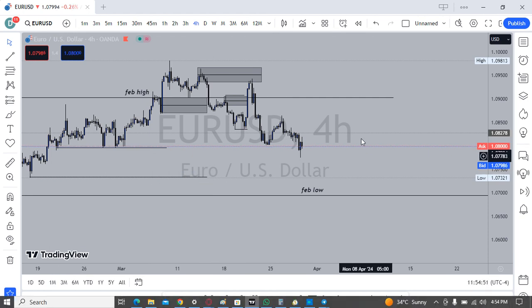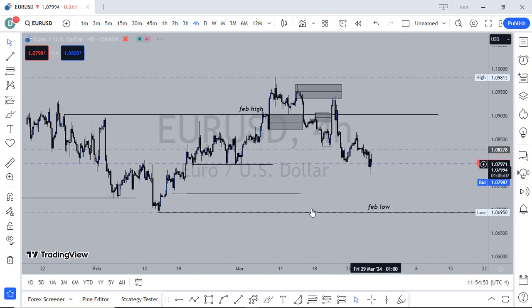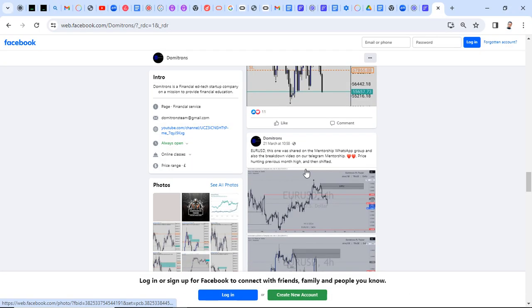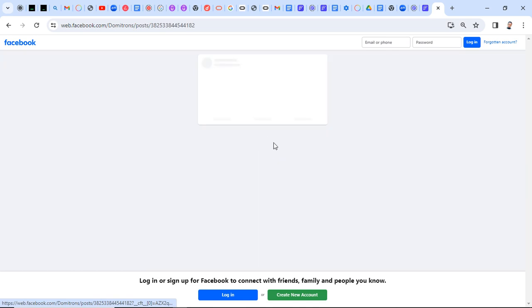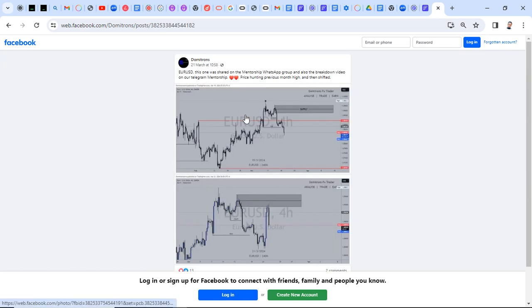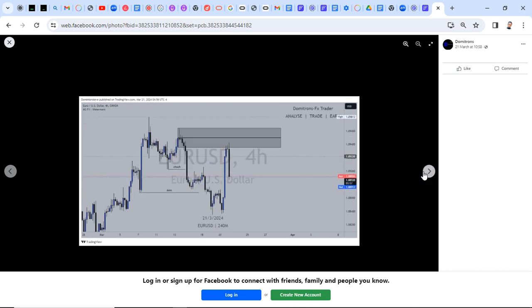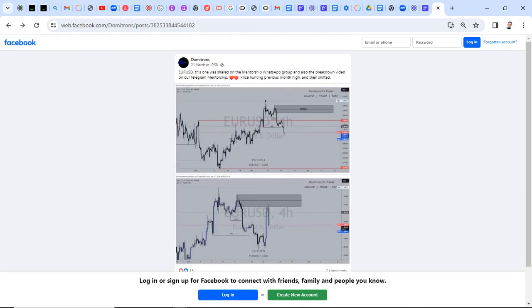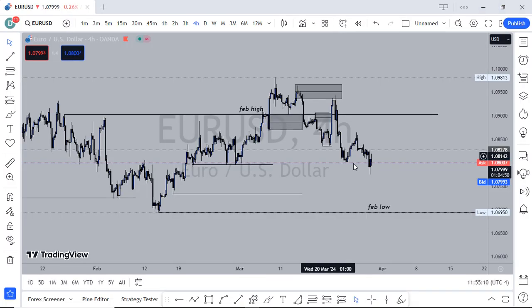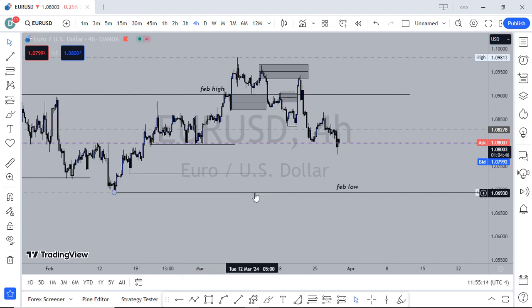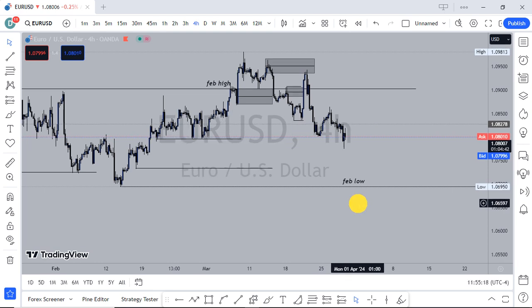So today I'm going to do a breakdown analysis on a trade I shared on my Facebook page concerning EURUSD that was shared on the 21st of March. You can see the setup right here, and currently you see where EURUSD is. You can see my labeling, February high, February low, and the directional bias of where it should go would be February low.